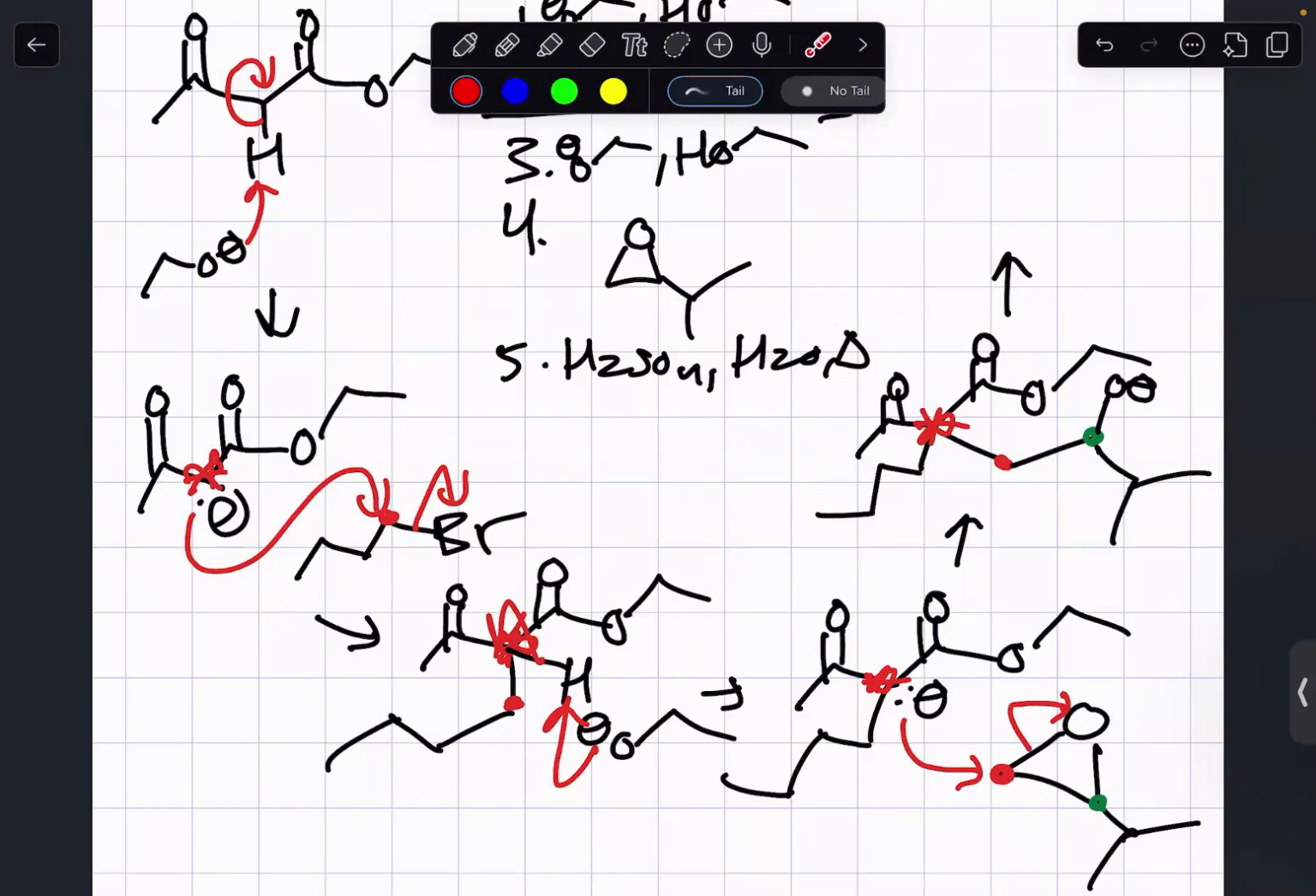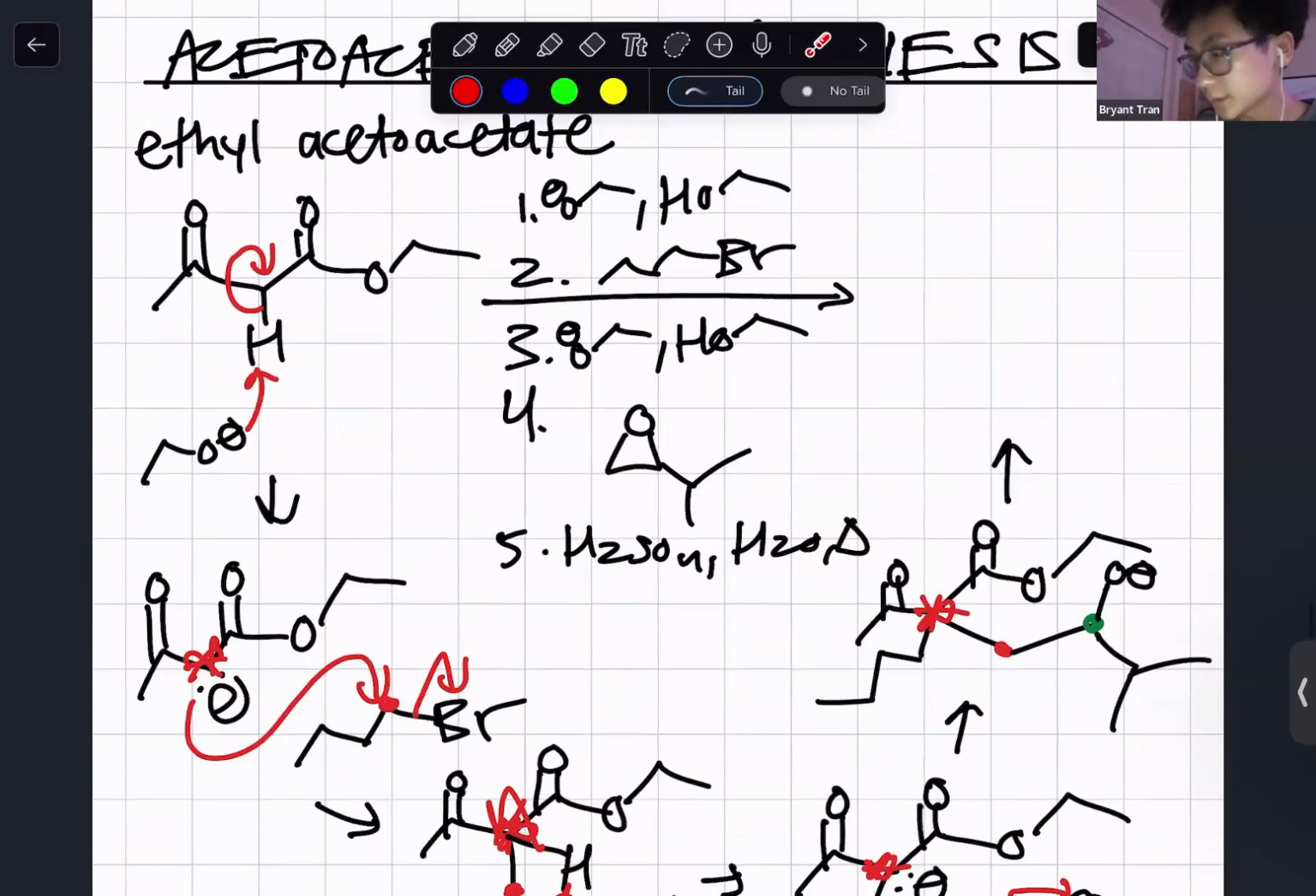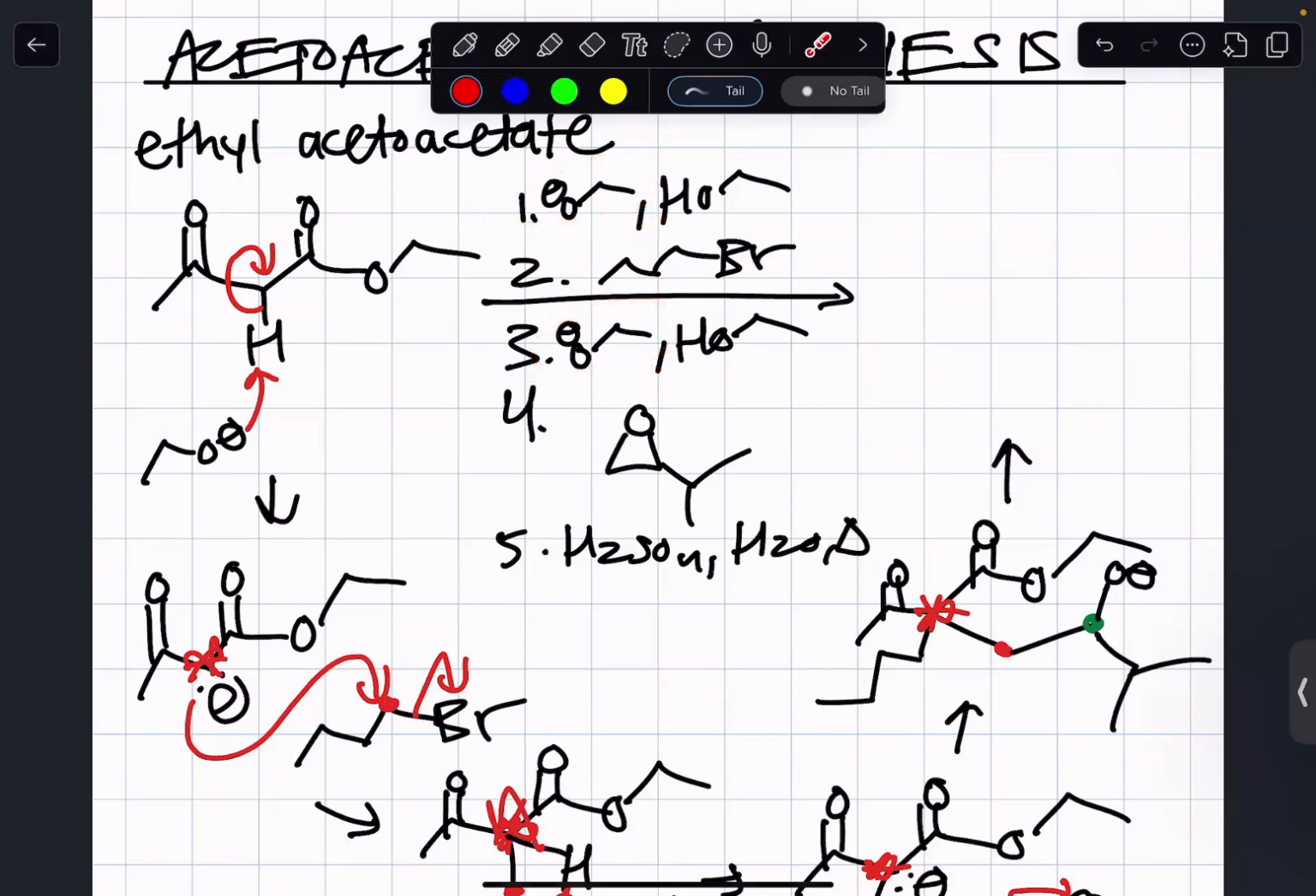We are in basic conditions because we have O minus ethoxide. Yes, we have bases around. Correct. Yep.